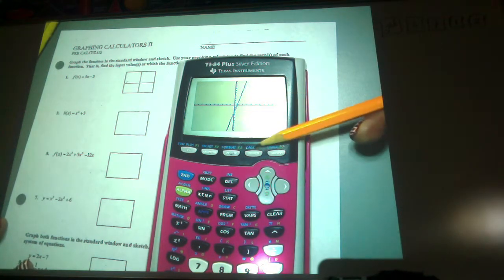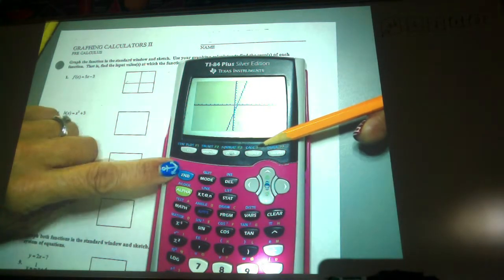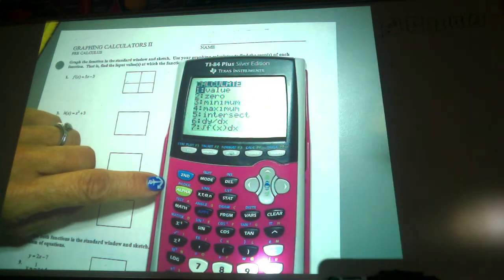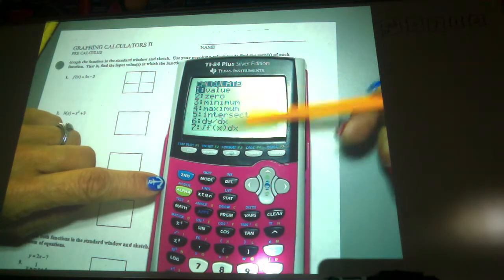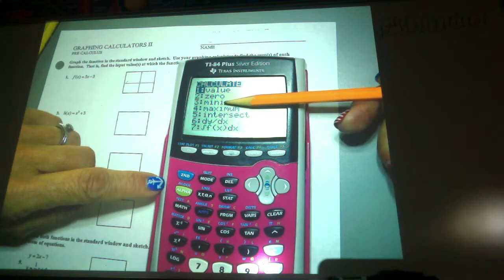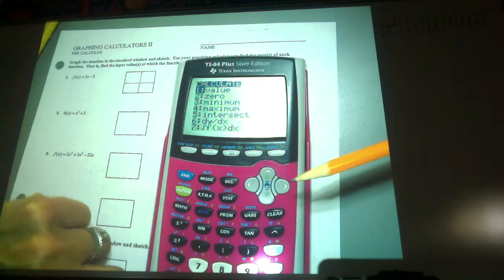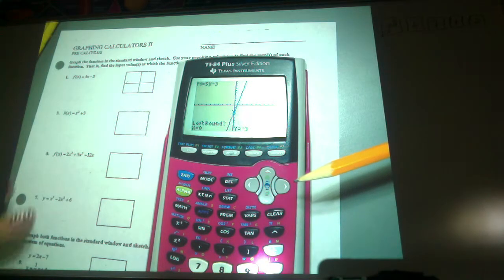And see the menu up here above the trace menu that says calc? To get to that menu, you have to hit the blue second function key. So hit second. You see a little arrow up here. And then you can hit trace. And you have all these choices. Well, we're finding the zero. So you can either scroll down with your scroll key here to 2, or you can just type in 2, and it'll take you directly to how to calc it.